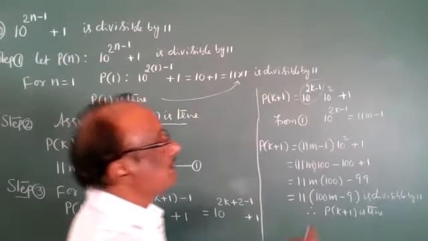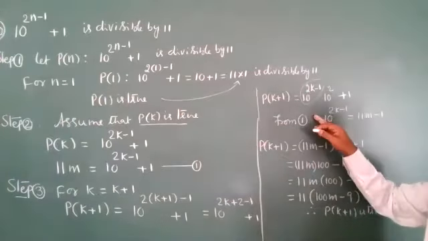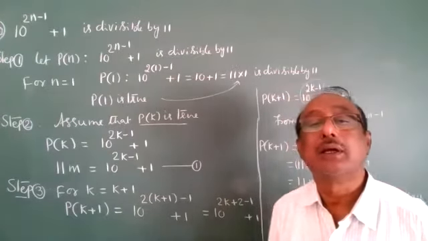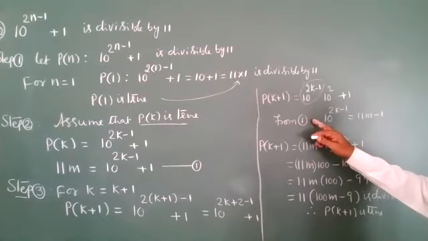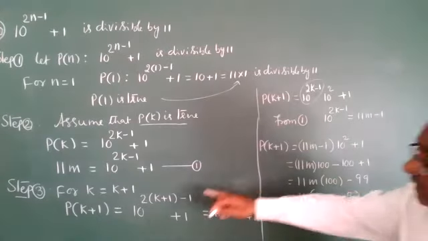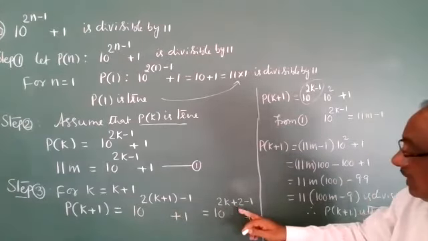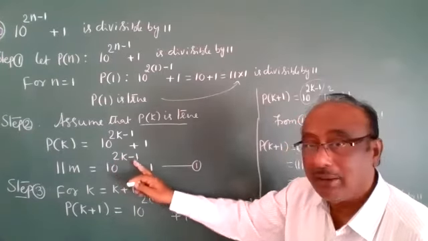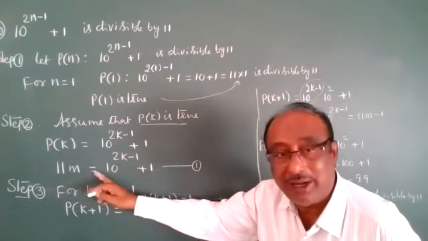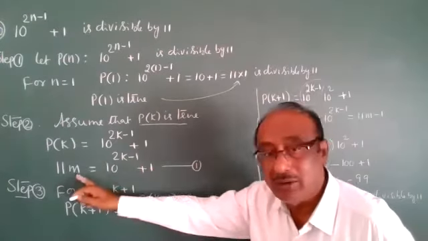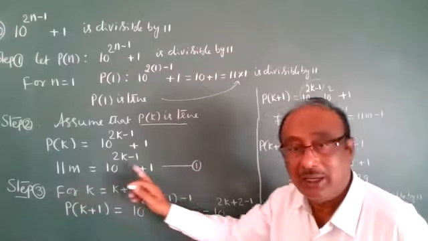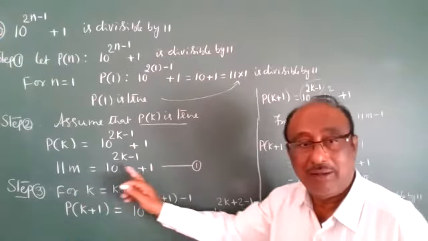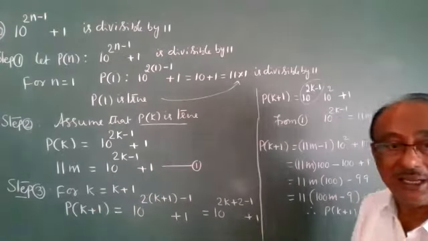Okay, now right. See, from the first equation. From equation 1, what is equation 1? We have 10 to the power of 2k minus 1 is equal to 11m minus 1. Equation 1, see: 11m minus 1. Is it clear?